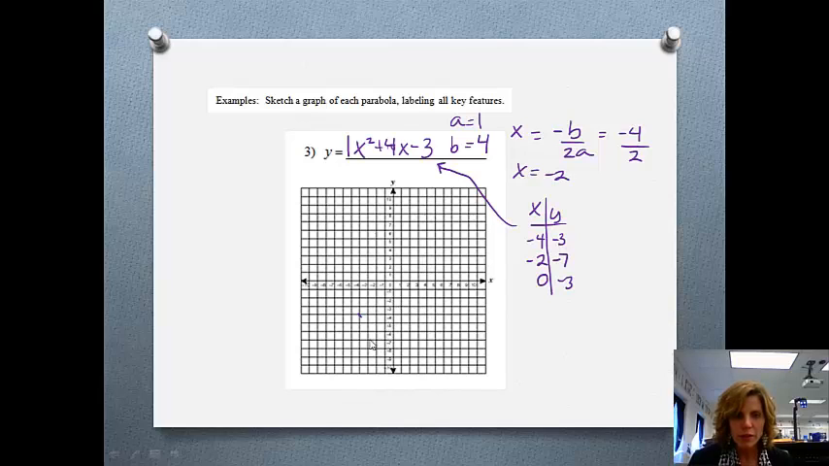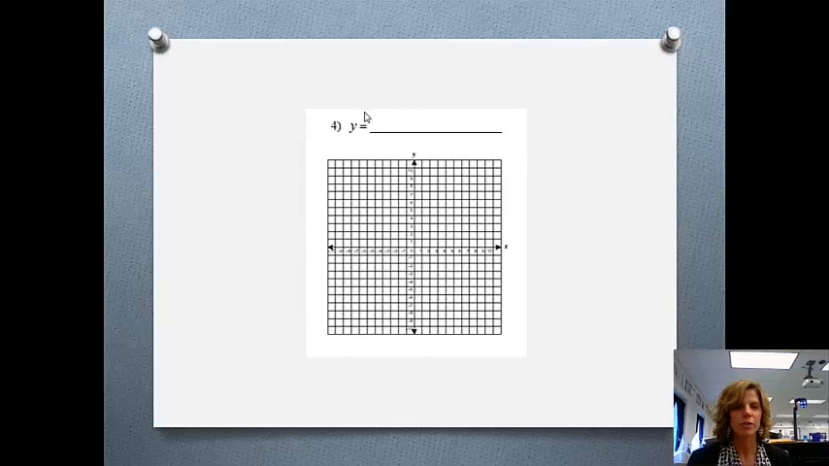Negative 2, negative 7, and then 0, negative 3. So 0, negative 3 is right here. If I grabbed it right, something looks funny, but oh, so too far. Okay, so then I can just go ahead and connect my parabola. Remember, we want it to be a nice smooth curve, just like a nice smooth ride on that roller coaster. So that's what my parabola function would look like. Alrighty, and once again, I can tell if it's going to open up or down by looking at this value right here. That was a positive, so it definitely should be opening up, which it is.